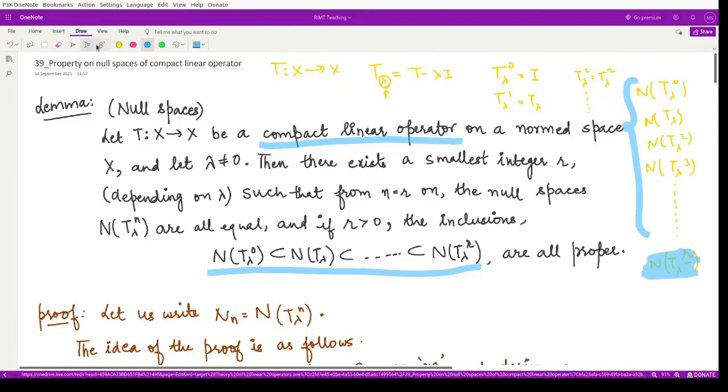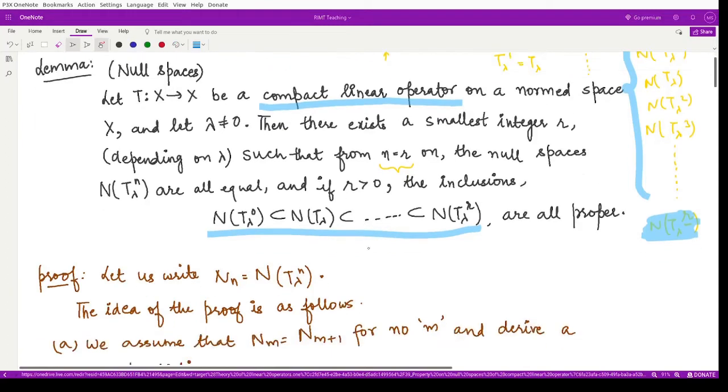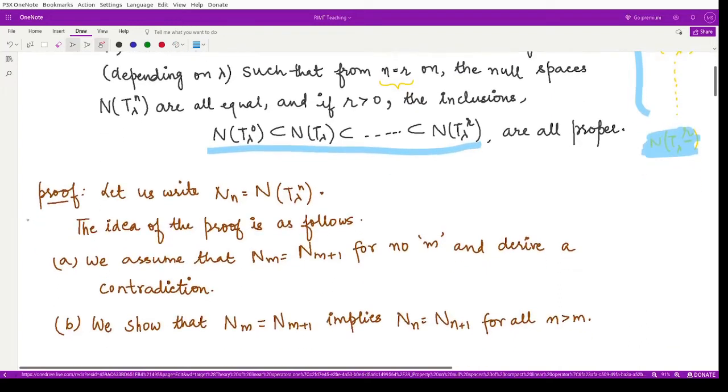In order to prove this, we first have to show that there is some index n equal to r such that all the null spaces before it are proper inclusions, and after it are all equal. Let's formalize this. We define the notation of the null space of the operator T_lambda raised to the power n as capital N subscript small n, and use this notation in the proof.